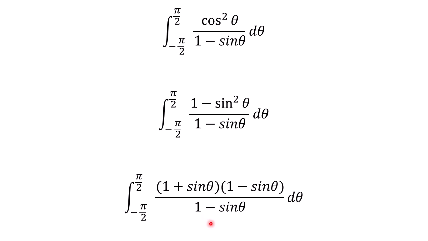Okay, good. By factorizing, we have gotten some terms which can be eliminated by cancellation. 1 plus sine theta multiplied by 1 minus sine theta divided by 1 minus sine theta. This and this are the same, so this one will just cancel out with this one, and we are left with 1 plus sine theta. So this one will give us 1 plus sine theta.